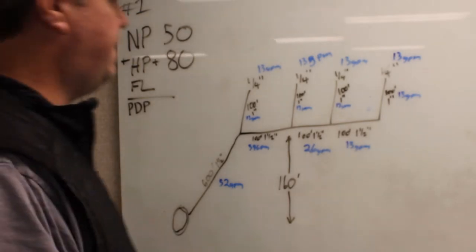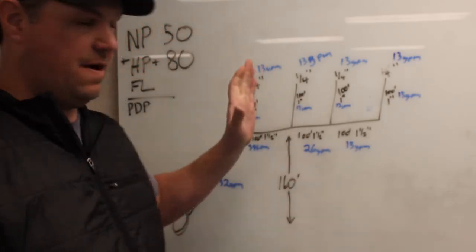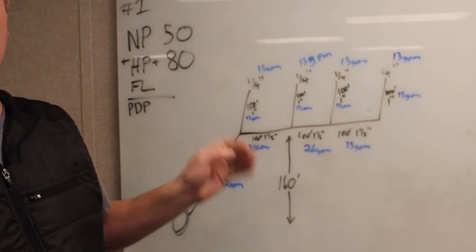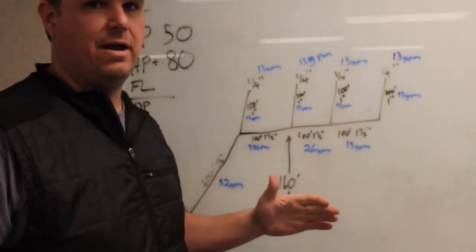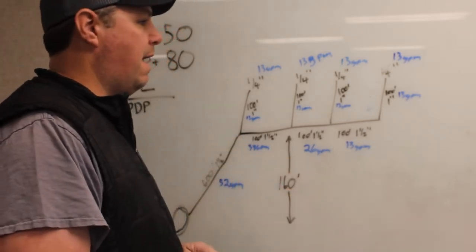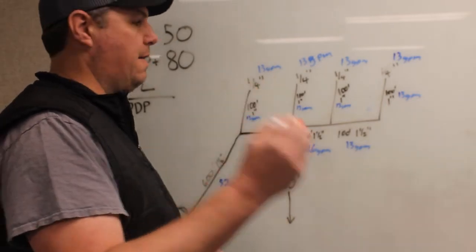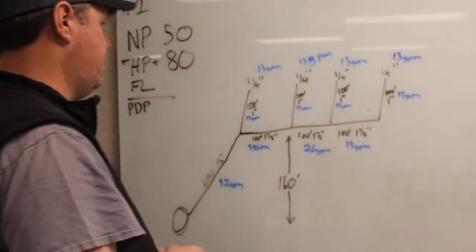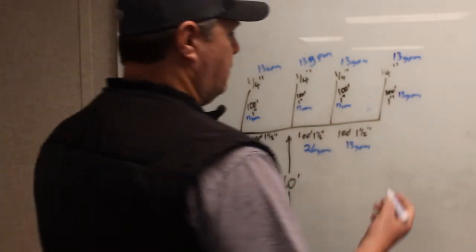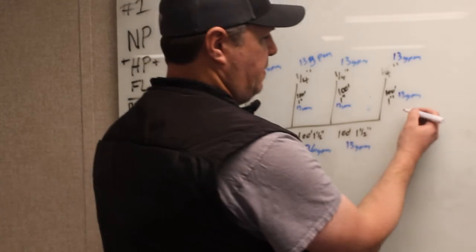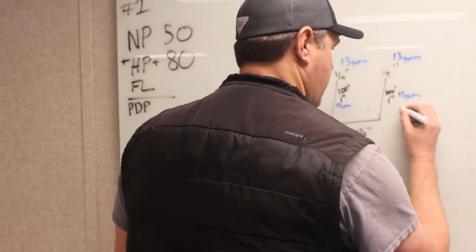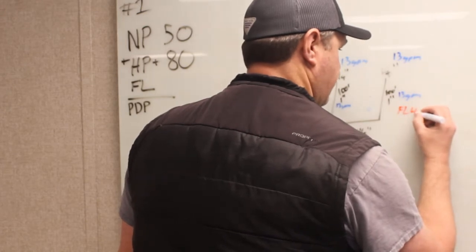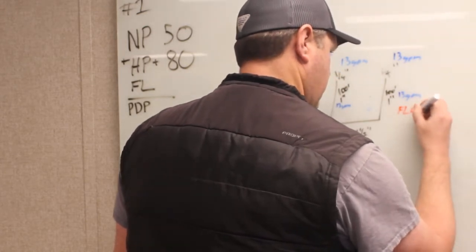So then we go to friction loss. And I like to start at the end and work my way back, the same way I tracked my volume. Start with the smaller numbers, work my way back up to the bigger numbers. I write this all down on my map, my diagram here. I have 1-inch hose, 13 gallons a minute is 4 PSI friction loss. So I wrote FL4.